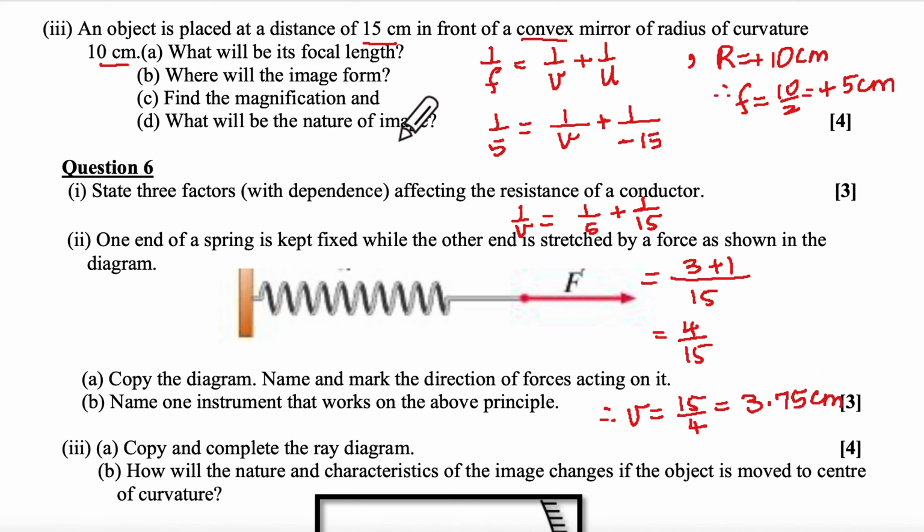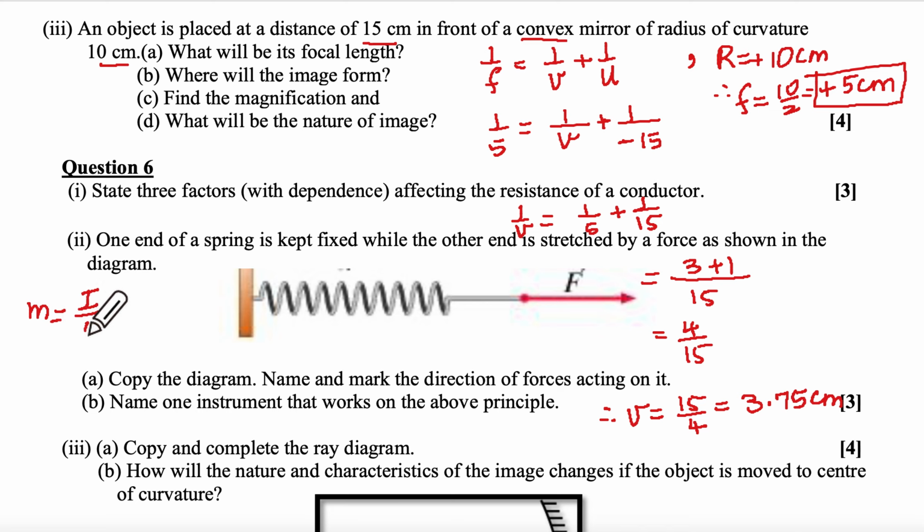What are they saying? Okay, focal length is this. We found the focal length. What will be, where will be the image? 3.75, where? Behind the mirror. Don't say in front of. Find the magnification. What is magnification?